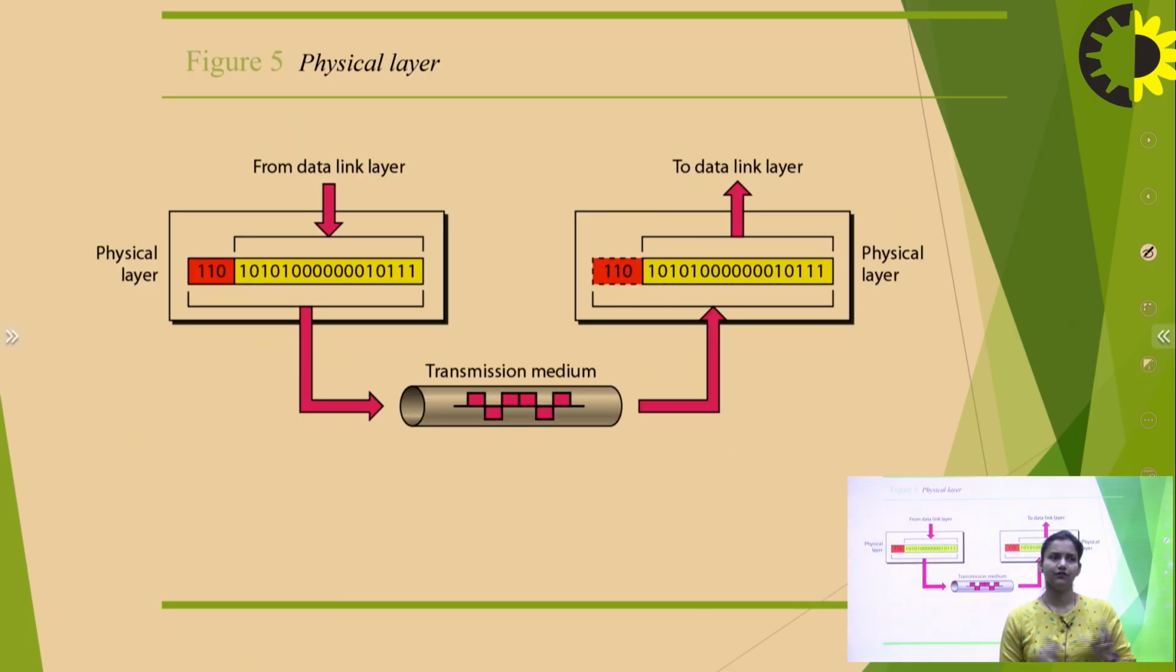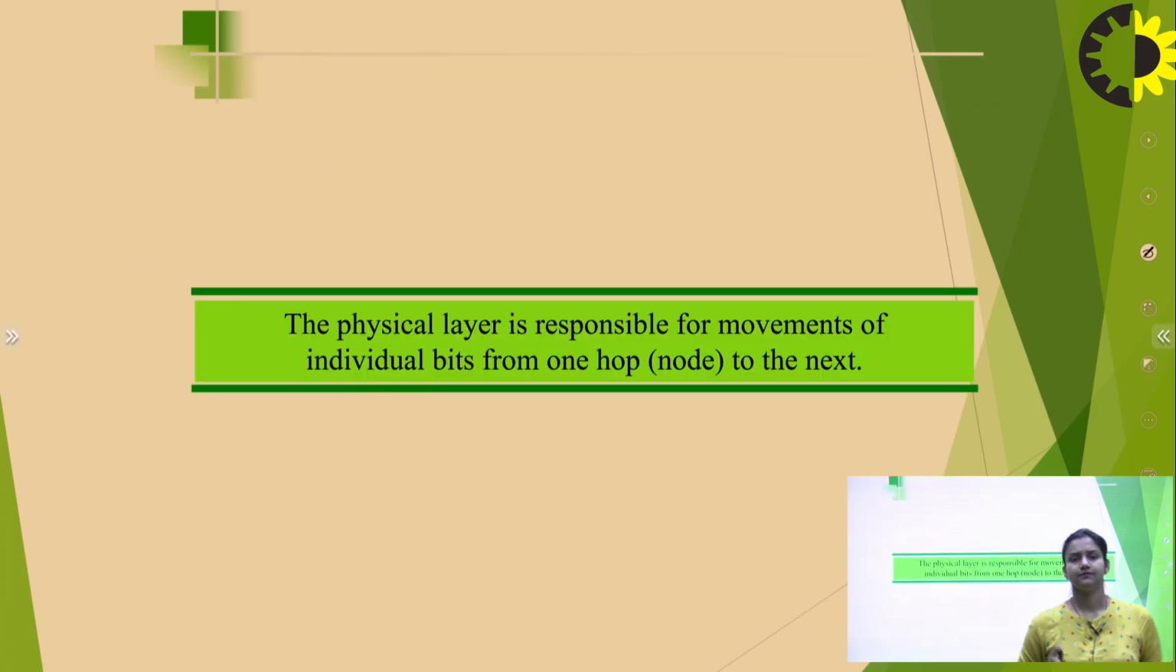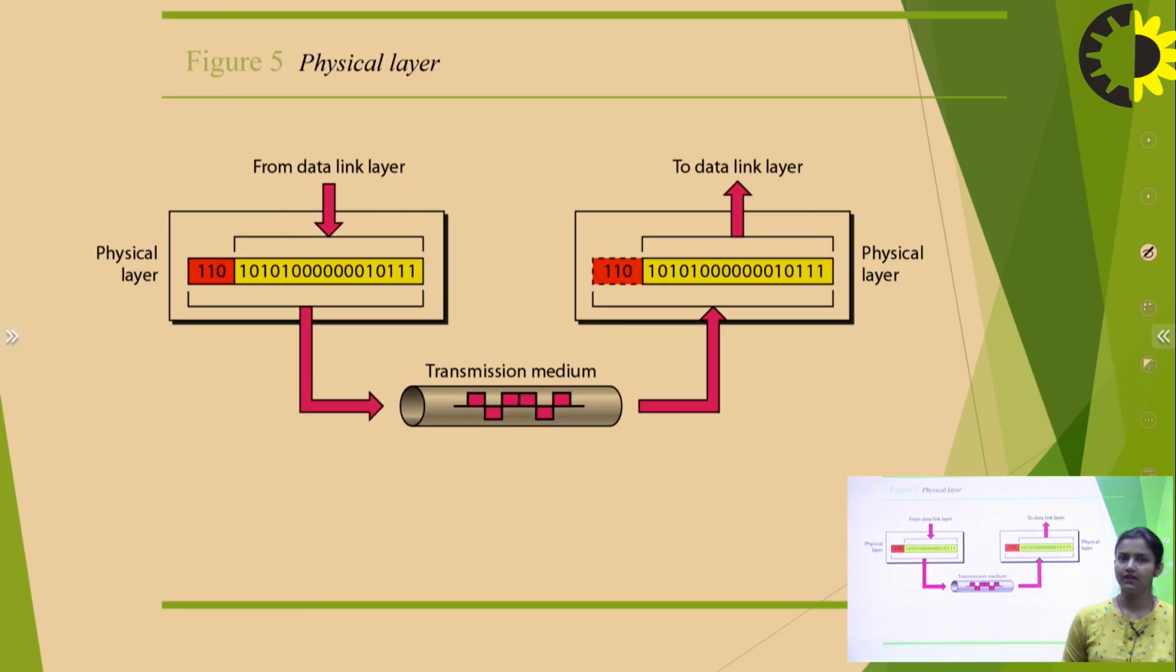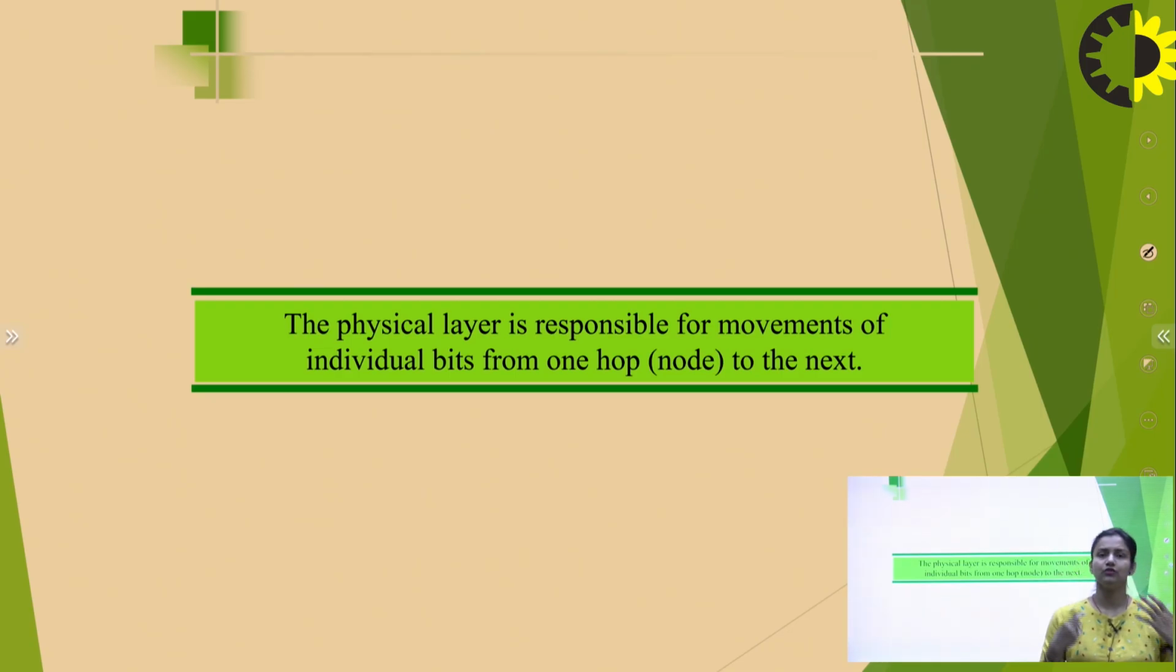First of all, we have the physical layer. The physical layer is the layer which is directly connected to the transmission medium on both the sender side and the receiver side. It receives the data from the data link layer on the sender side, and on the receiver side it sends data to the data link layer. The physical layer is responsible for the movement of individual bits from one hop to the next. In this we will use some different terms like hops, nodes, so just don't get confused.